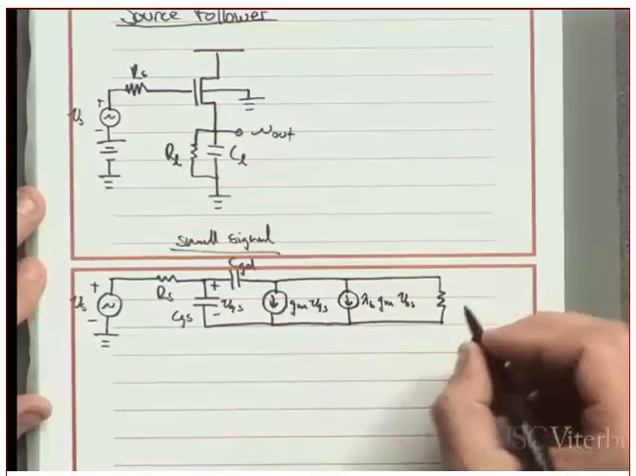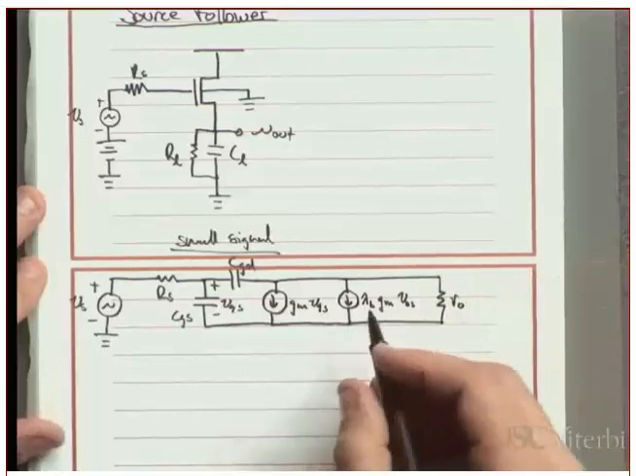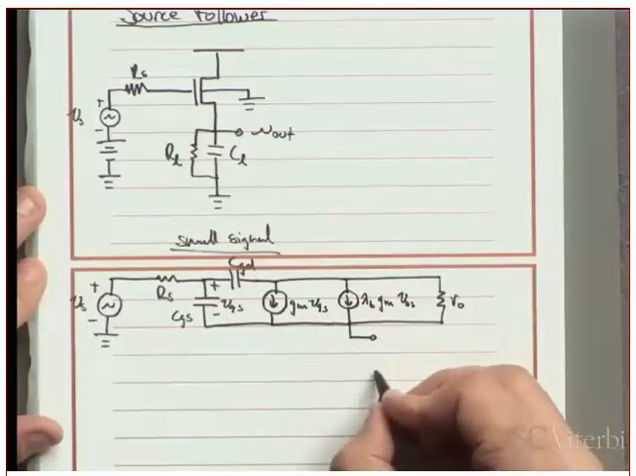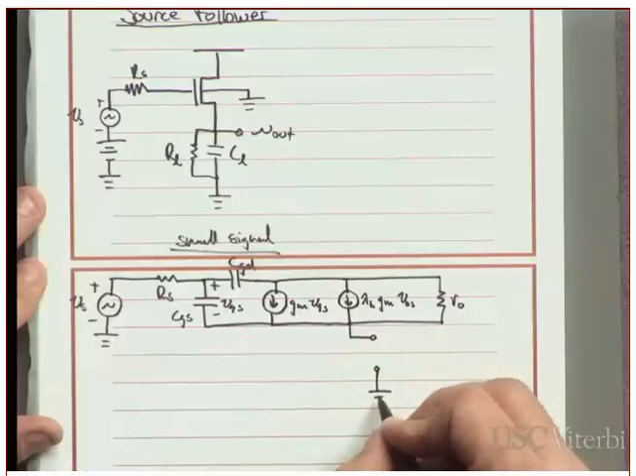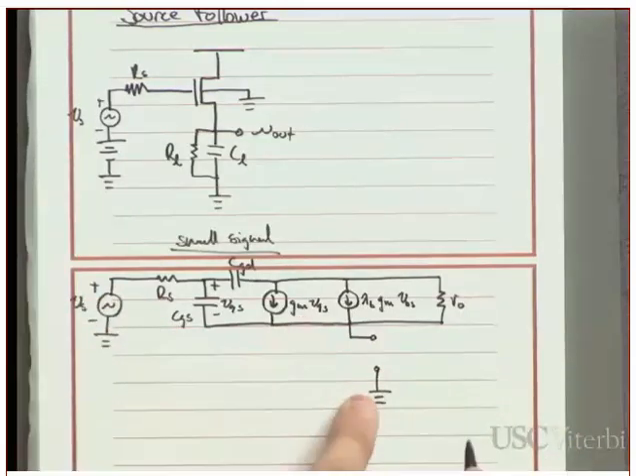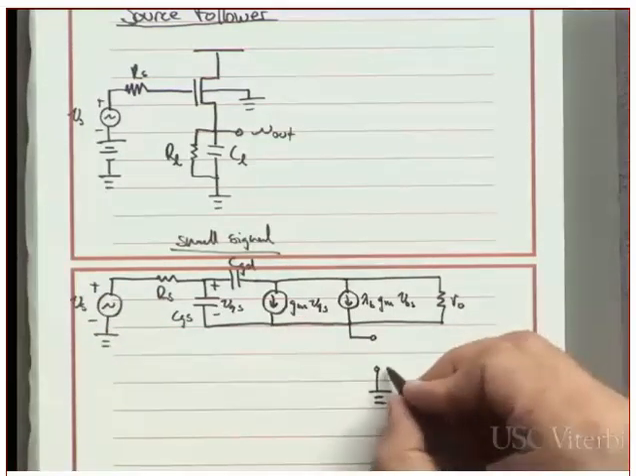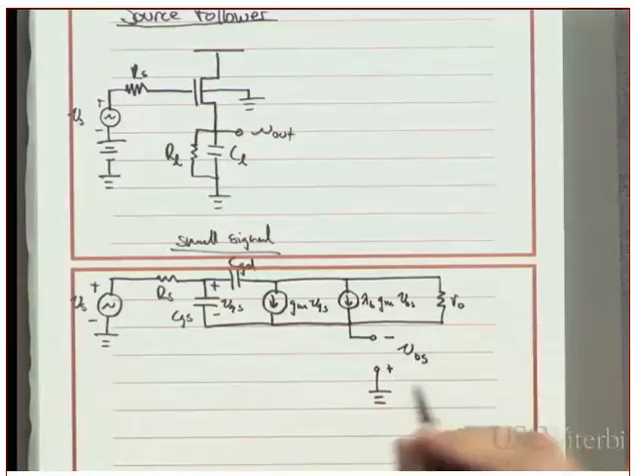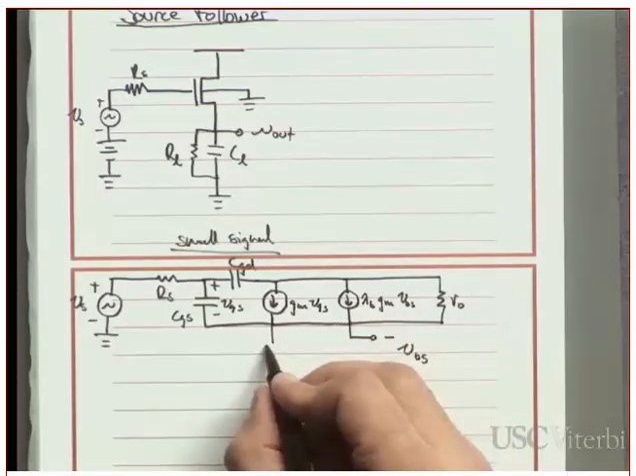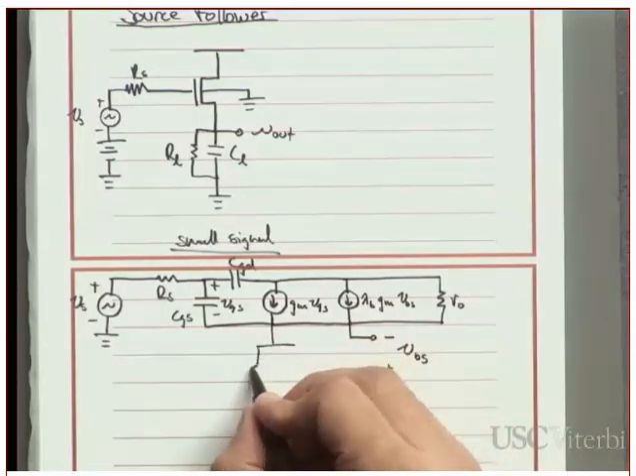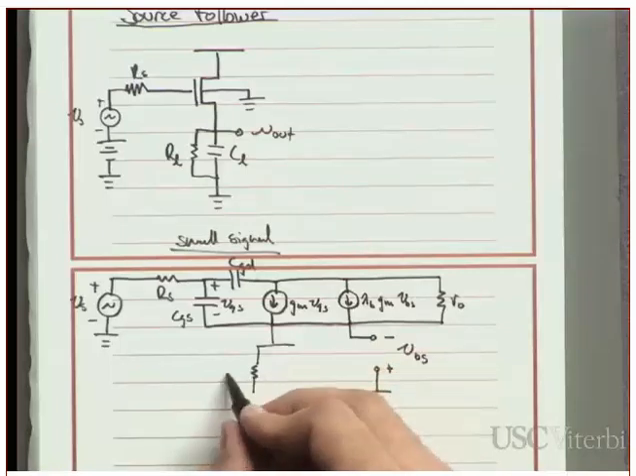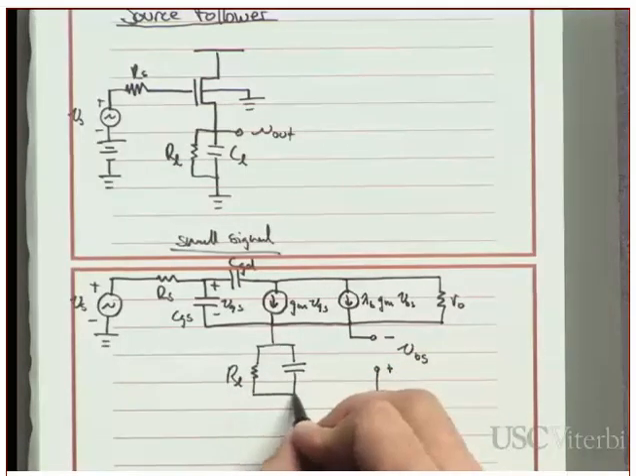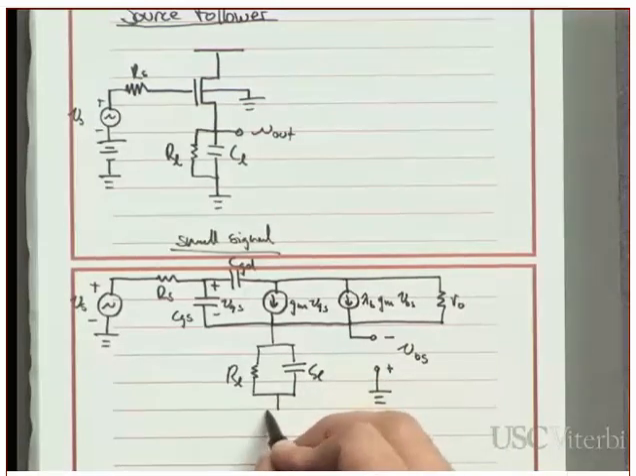Okay. And then this is the channel resistance, R0. And then I have to mark out a couple of other things down here. So here, this is my source and this is my bulk. So my bulk to source voltage goes this way. And then I have, obviously, the load components down here. So this is RL, and this is CL.